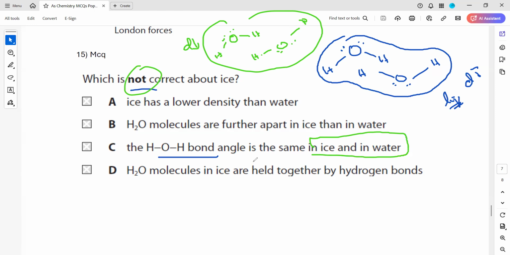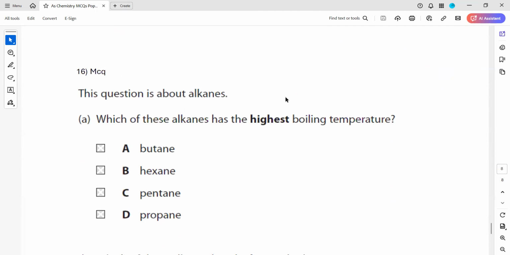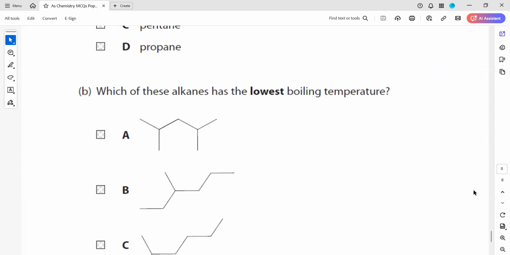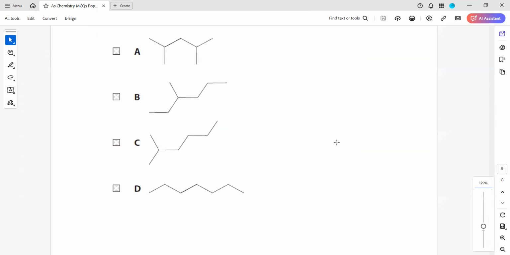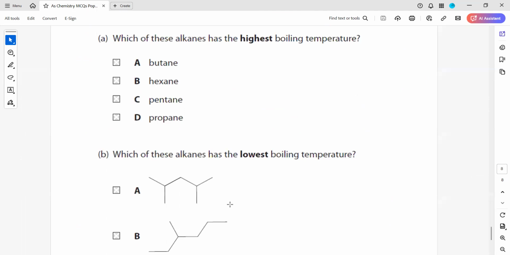Is it clear? Question 16, part A and B. Any doubt? 16A or B? No doubt? Okay.